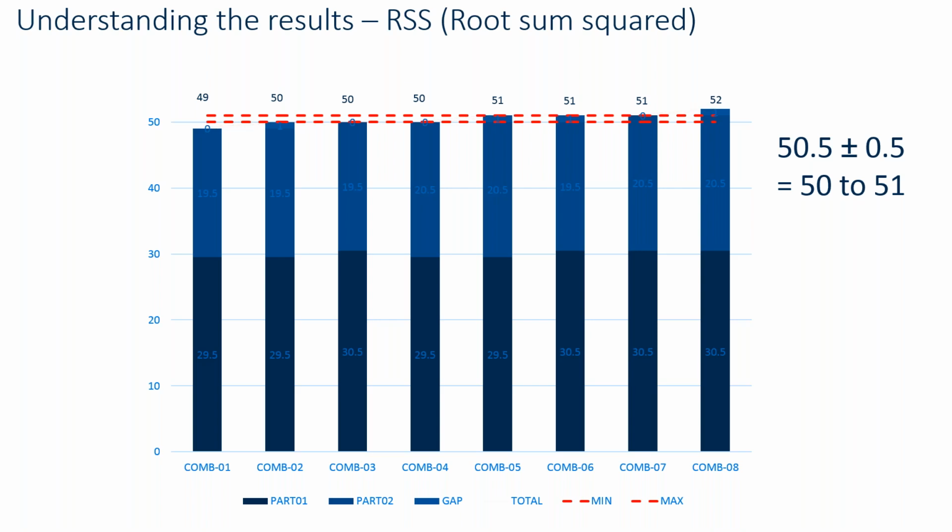The RSS plot looks at the probability of components being manufactured close to the nominal dimensions. In this diagram, we've worked out each combination of worst case tolerance and plotted them out on a graph, as you can see on screen.